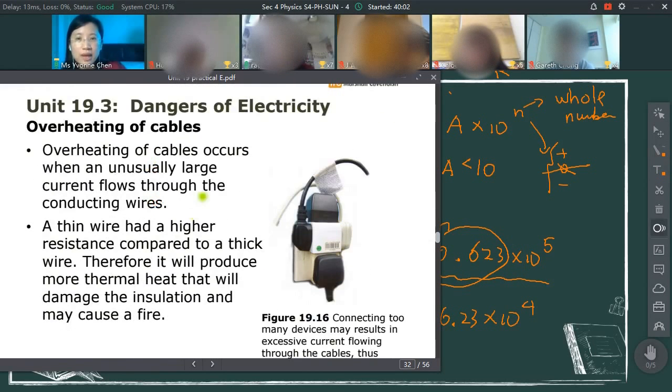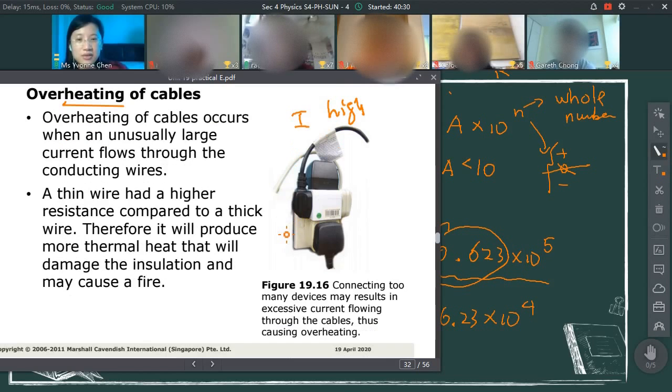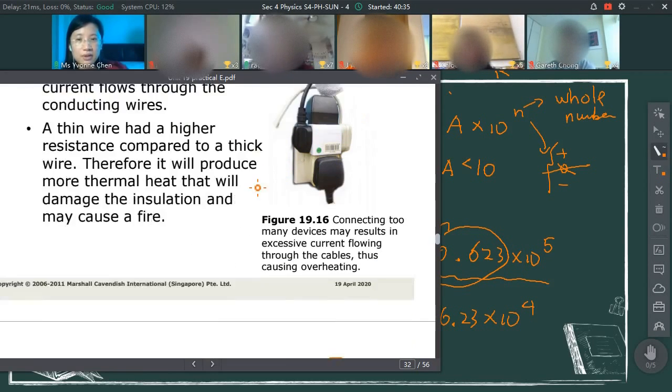So then we look at some of the dangers of electricity, for example, this one. There are so many devices connected, right? So you know the current will become very high. And due to the heating effect, just now at the beginning of the lesson, we talked about the heating effect of current, it will cause overheating, may catch fire. That's why it is dangerous. Okay, heating effect of the current.